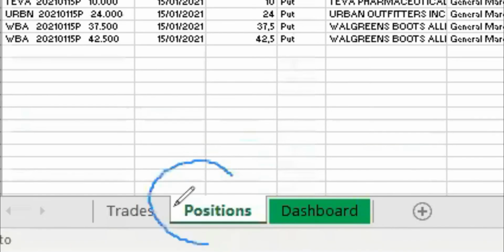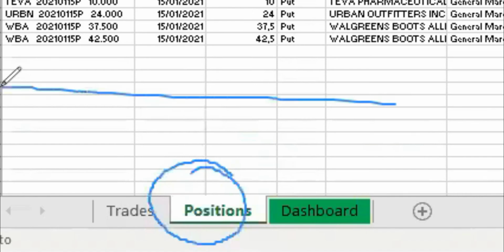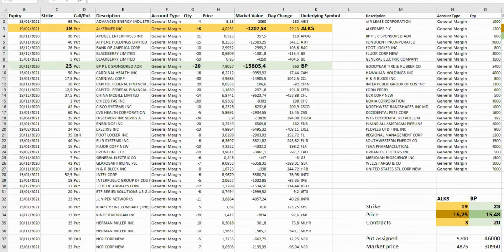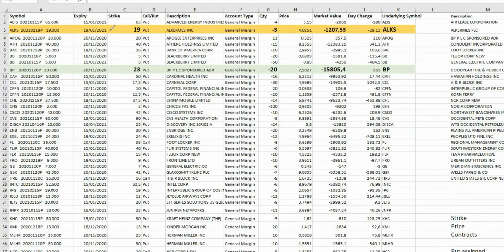This tab that we have here, that's called positions, includes two blocks with data. The one on the left applies to options. The one on the right has to do with the shares. Let's start with the options. Let's go one column at a time, explaining what information there is in each one of the columns.